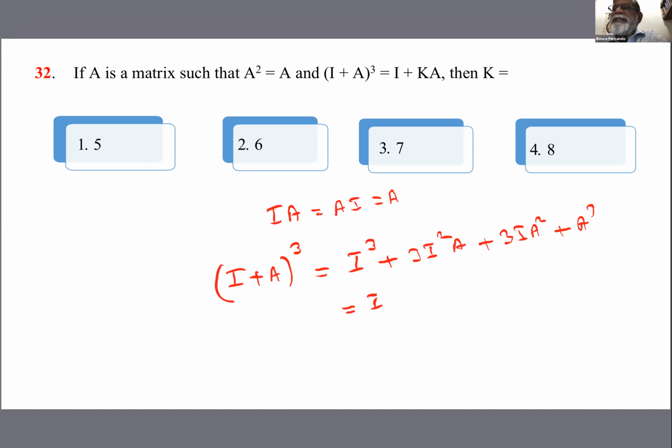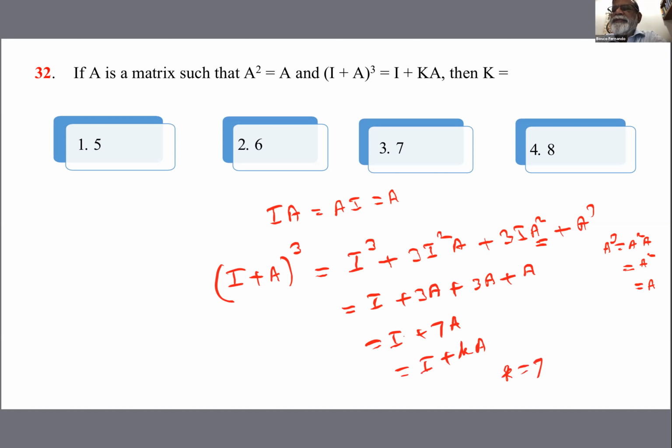So this is equal to, I squared is I, so this is 3A. A squared is A, so this is also 3A. A squared is A, so A cube is A squared into A, so it is also equal to A squared, and hence it is also equal to A. So it is equal to I plus 7A. So compare this with I plus K into A. So K must be equal to 7. Not a difficult sum. It can be taken as a first round problem.